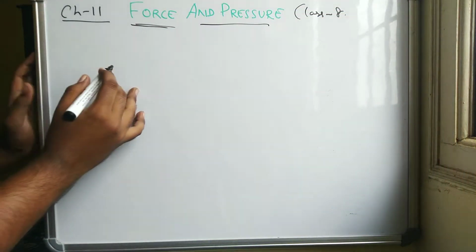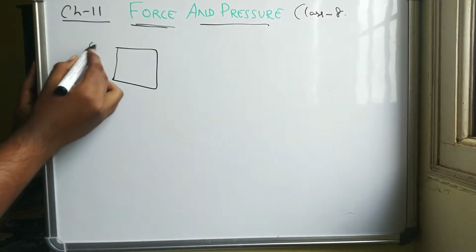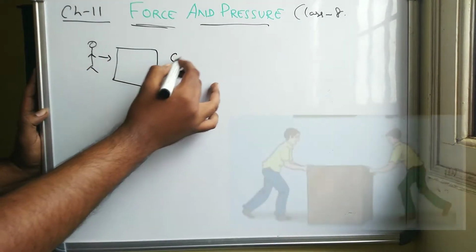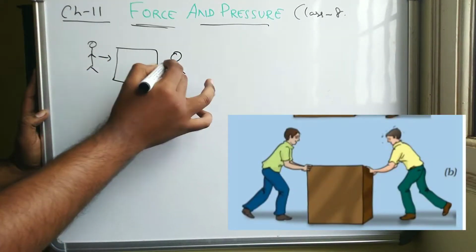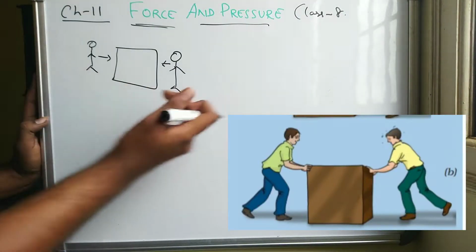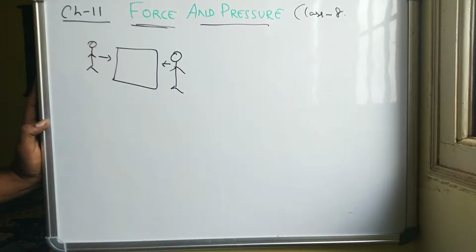Let us go to one example. Suppose in case one, there is a wooden block. One person is pushing from this side, applying force, and another person is applying force from the other side. One person is pushing towards the right side and the other is pushing towards the left side. Basically, force is acting on this wooden block.